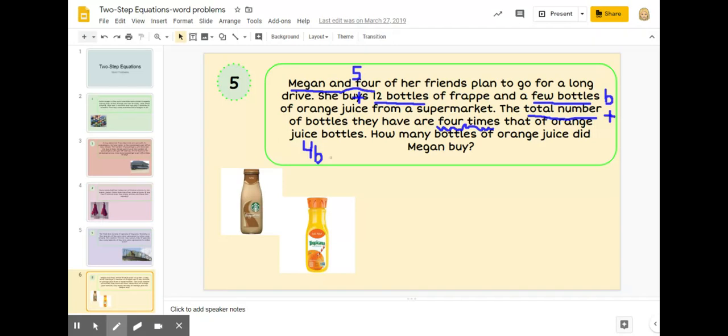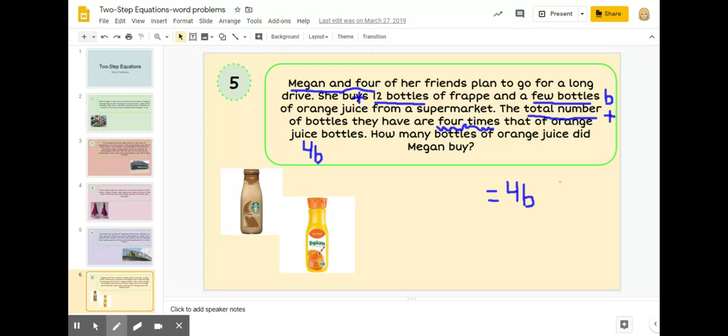So guess what we don't need here? We did not need to know that it was Megan and 4 of her friends. That's a trick. We don't even need this part right here. Tricky little Megan. All right. How many bottles of orange juice did Megan buy? Well, we know the total number of bottles is 4 times. That's where they get you. I thought about having you do this one on your own, but I'm glad I did not decide that. But if you want to try it, go for it. You should have already paused this video.